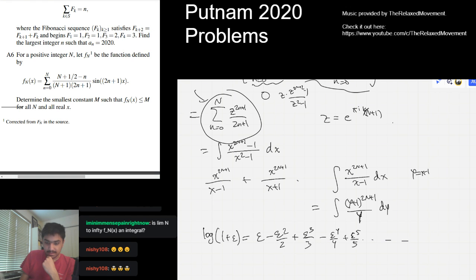Okay, so on. And log of 1 minus epsilon is the exact same thing, except all signs are negative. So in theory, if we subtract these two, then 1/2 has the exact Taylor series that we want. Okay, let me scroll down.